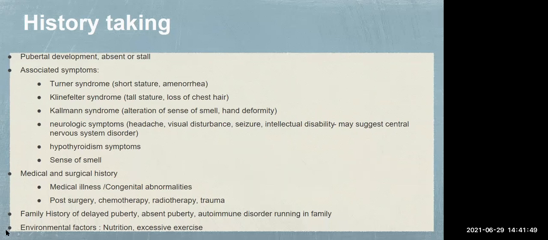Then we need the family history. Regarding family history, whether there is a family history of delayed puberty, because if it runs in the family, it might suggest that the patient has CDGP, constitutional delay of growth and puberty, or family history of absent puberty or autoimmune disorder. Lastly, about nutrition and excessive exercise: whether the patient has a lack of nutrition, which causes systemic causes leading to hypogonadotropic hypogonadism, and excessive exercise that can also lead to hypogonadotropic hypogonadism.